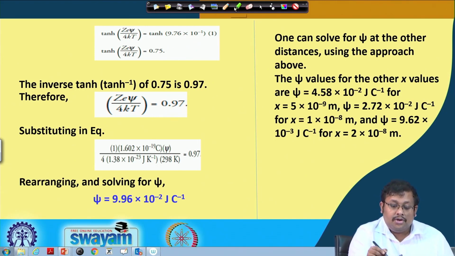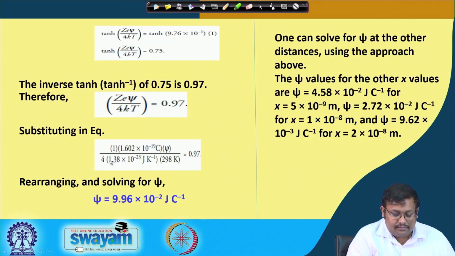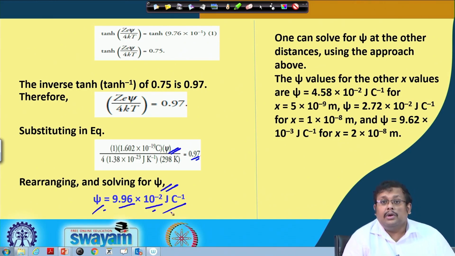substituting this value into that equation. You know this equation is already given. This is the equation. If we substitute the value in this equation, we will get the value of psi. So, psi equals 9.96 into 10 to the minus 2 joule per coulomb.